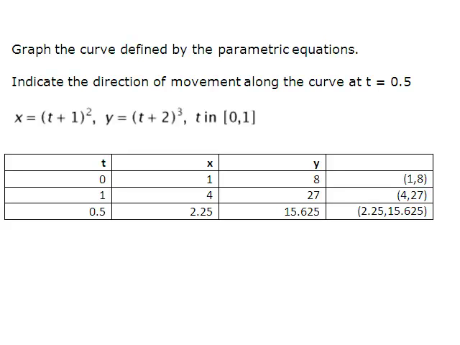We're going to graph the curve defined by the parametric equations shown. We're going to indicate the direction of movement along the curve at t equals 0.5. So here are our parametric equations. Our chosen interval is 0 to 1.